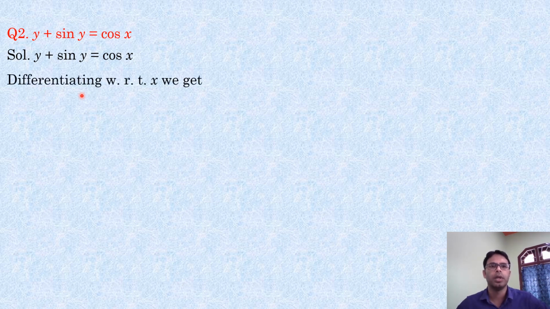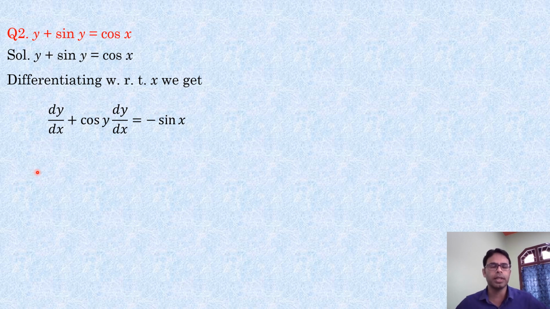So differentiating with respect to x, this y differentiation will be dy/dx. Sin y differentiation is cos y, but it is y, so into dy/dx by chain rule, and on the right side cos x will be minus sin x only. So you see, y differentiation is dy/dx, sin y differentiation is cos y, and for y you are to write into dy/dx, equals to, and the differentiation of cos x is minus sin x.